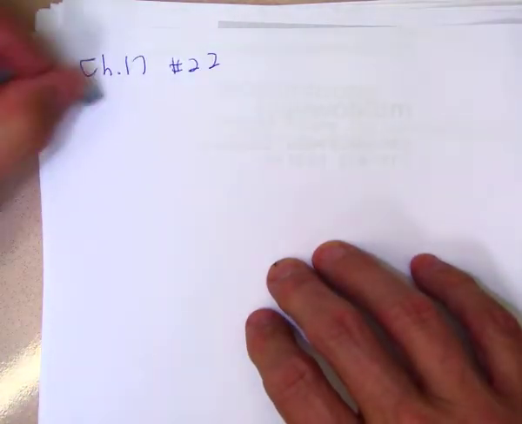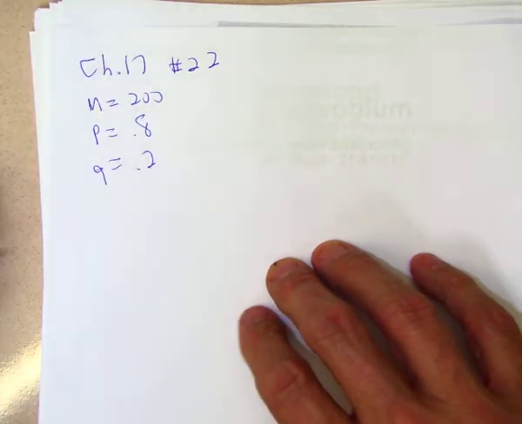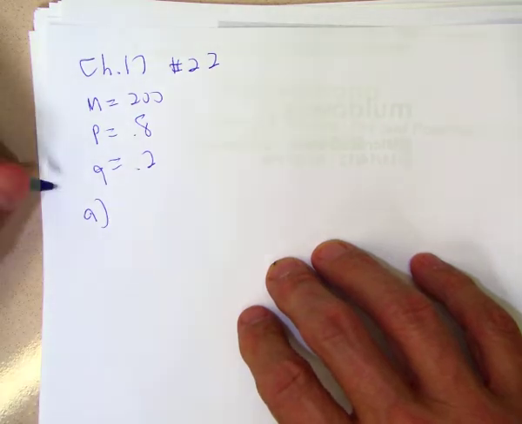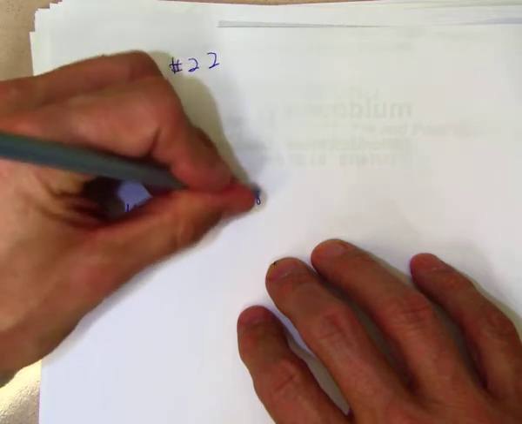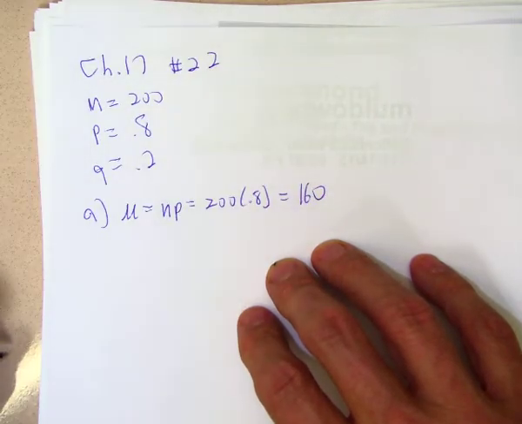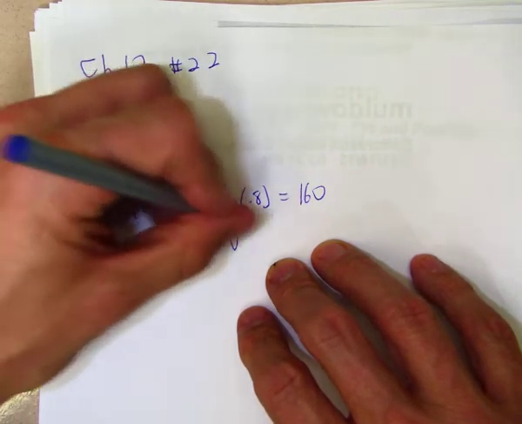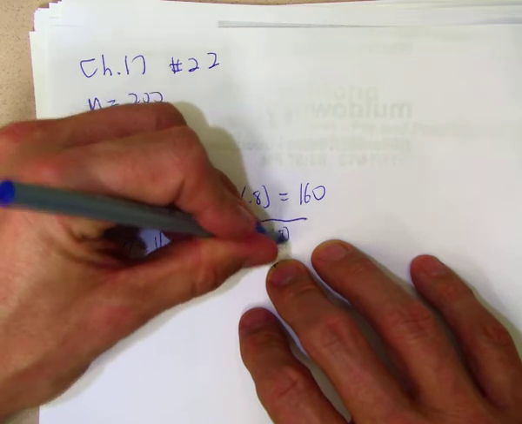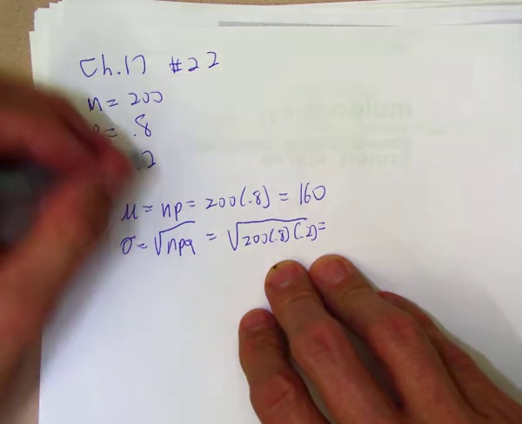All right, so chapter 17, number 22. We know that in this case, n is 200, p is 0.8, and q is 0.2. So in part A, they want us to find the mean and the standard deviation. The mean is np, which is 200 times 0.8, which is 160. Standard deviation is the square root of npq, which is the square root of 200 times 0.8 times 0.2, and that comes out to 5.66.